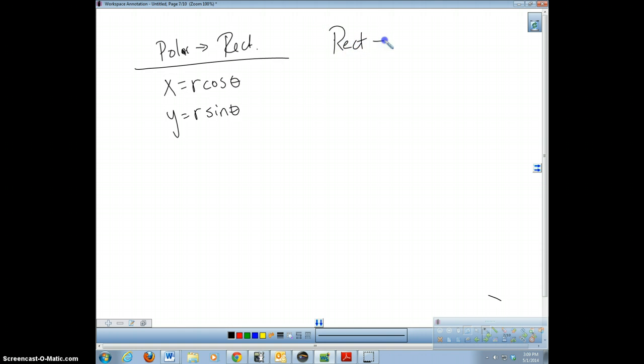And if you're going to go rectangular to polar, you're going to use r squared equals x squared plus y squared, and tangent theta equals y over x. And check the quadrant.